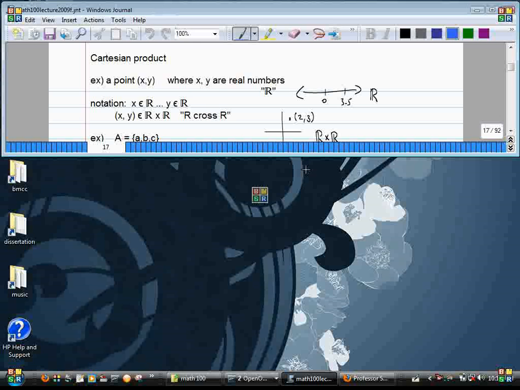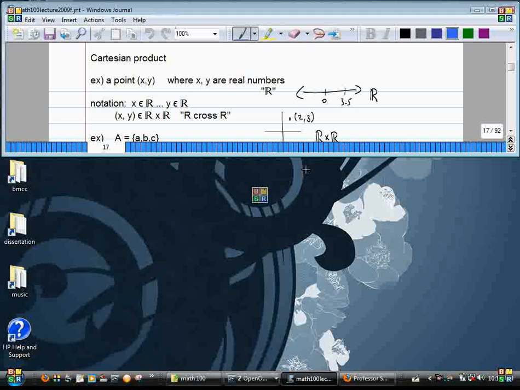Say you had the point 2 comma 3, that represents one point. Well, if we think of this in terms of set theory, as we've been using set theory, it's one element. Graphically, it's one point in the plane, and in terms of set theory, it's one element of the set R cross R. So that's the most common example that we'd see.